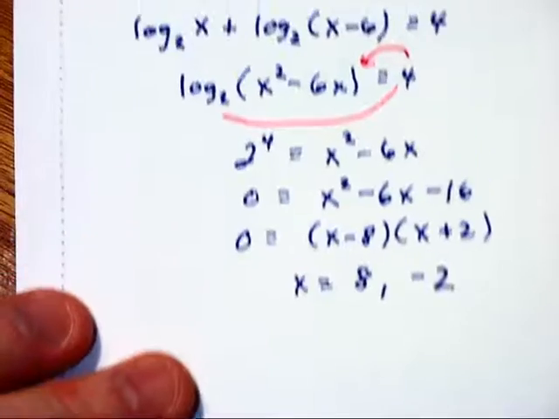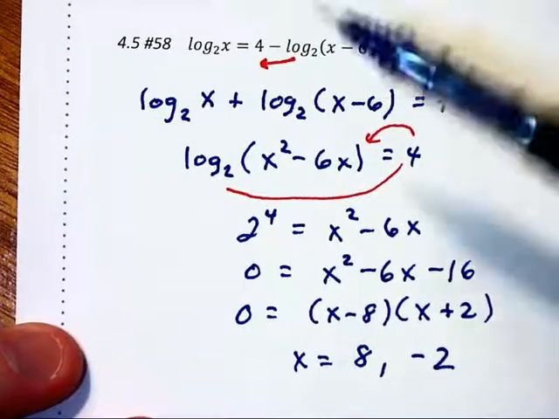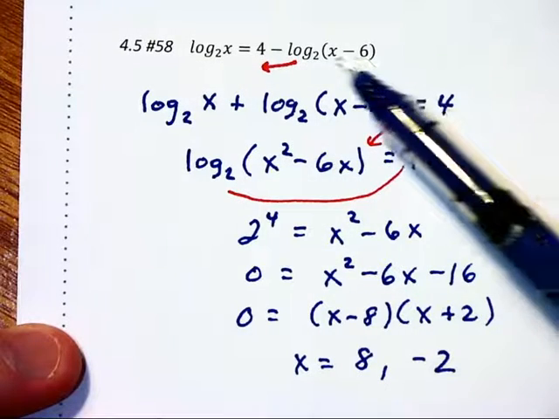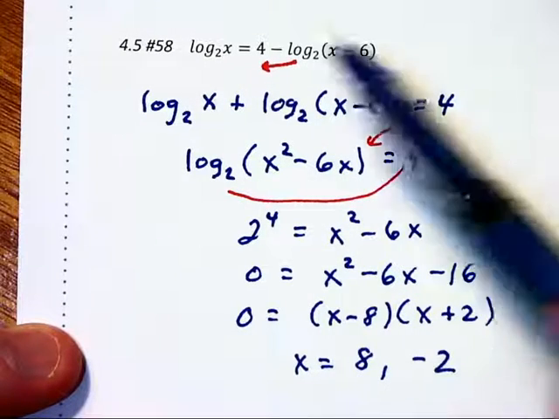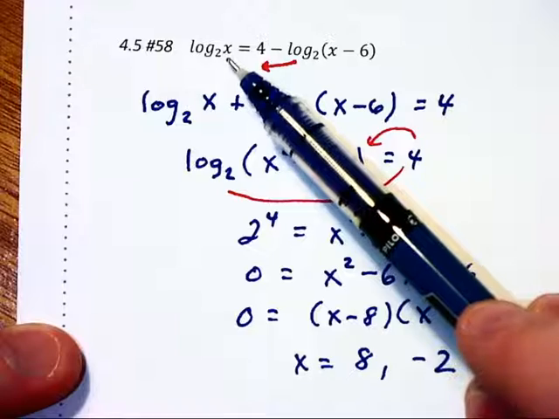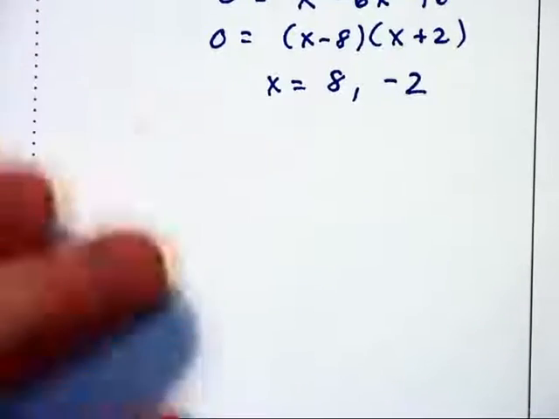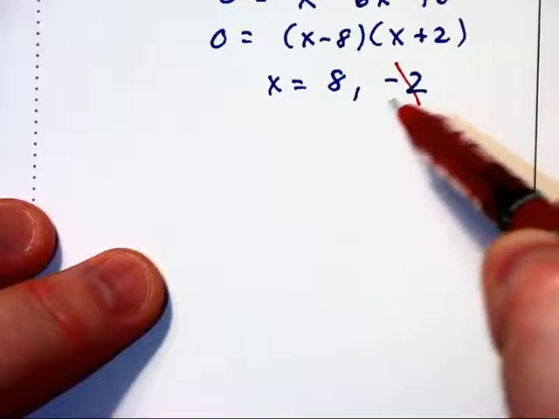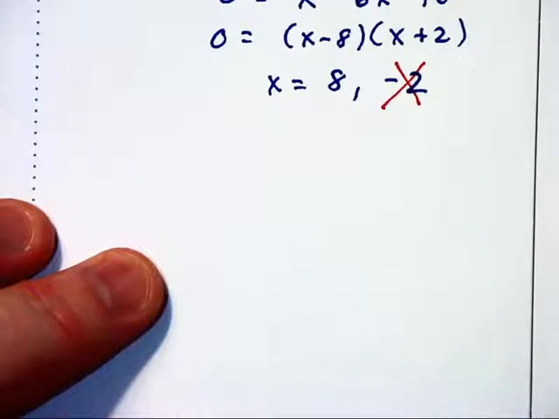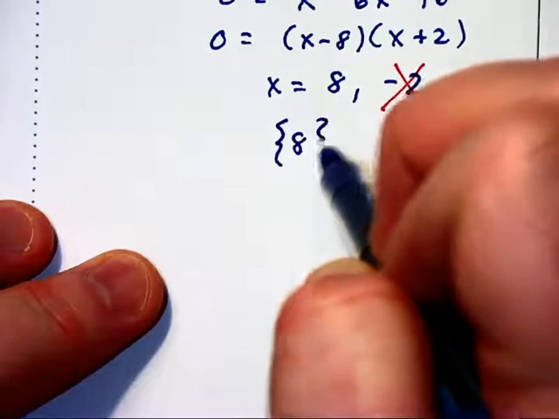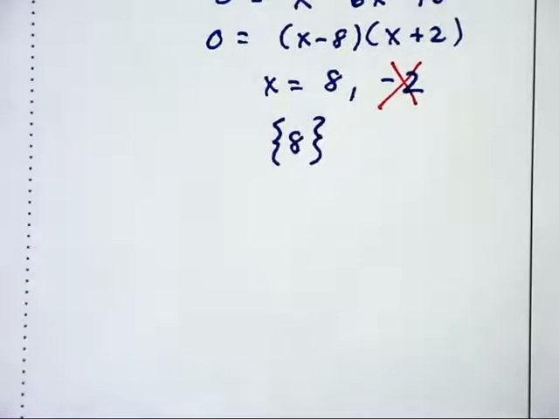Now let's check these values. Back in the original problem, log base 2 of 8 looks good. 8 minus 6 is 2. Looks good there. Now negative 2, we have a problem. We cannot have a log of a negative. So this negative 2 is going to have to get crossed off, and our solution set is going to contain only 8 for this problem.